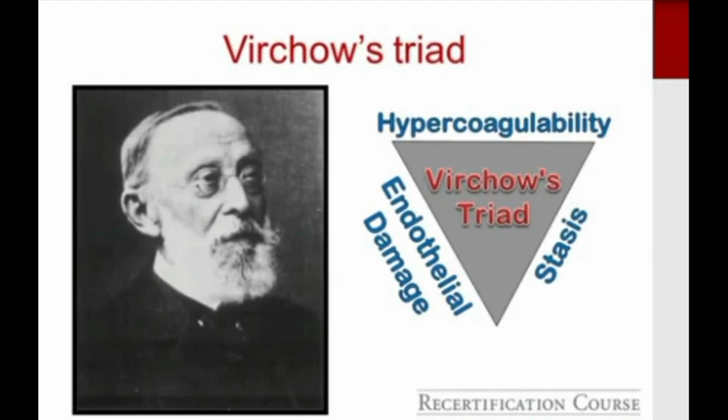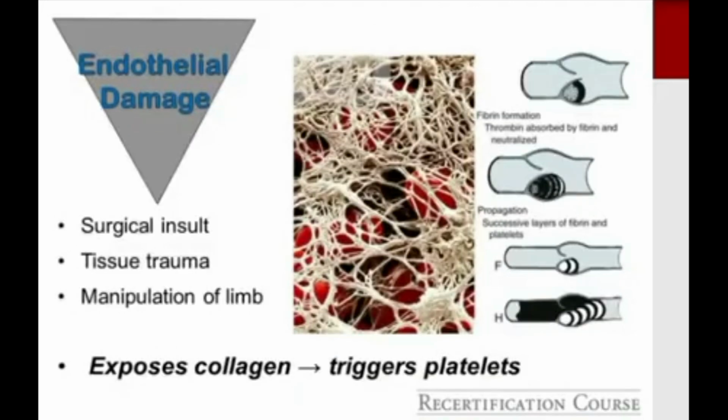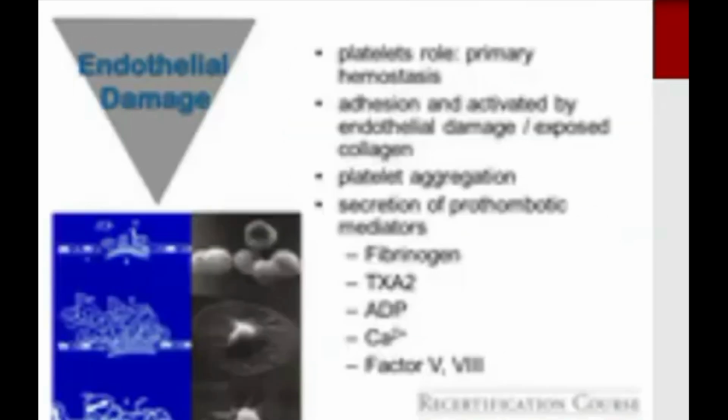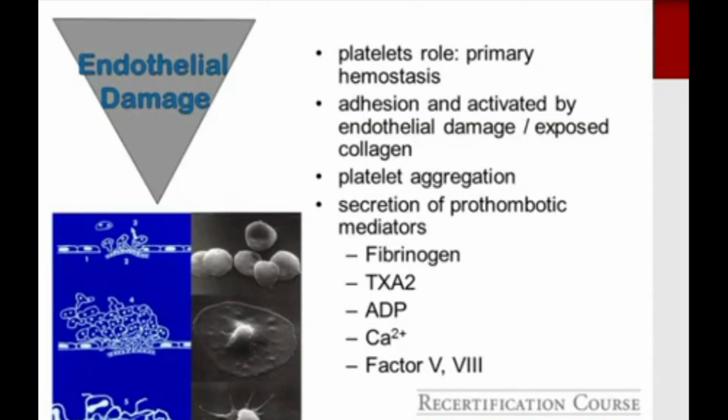Virchow's triad is the important thing to remember when considering VTE. Here you have hypercoagulability, endothelial damage, and stasis. These are all situations which may occur in an orthopedic patient. So endothelial damage occurs with surgical insult, tissue trauma, or manipulation of the limb. What happens is collagen is exposed, which triggers platelets to form a clot. Platelets' primary role is to start hemostasis. So platelets will come in and adhere to the injured collagen to create a clot. Here you have platelet aggregation, and those platelets will secrete a number of prothrombotic mediators, and this is where the clots start.